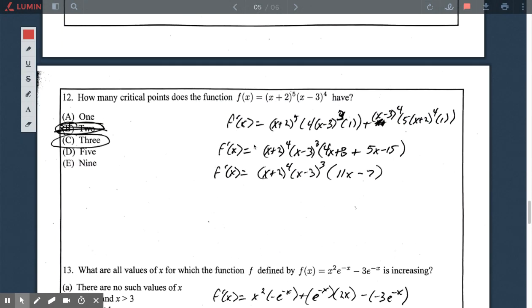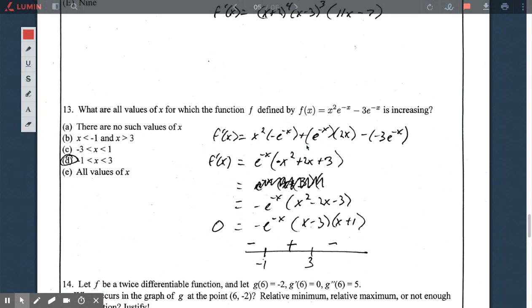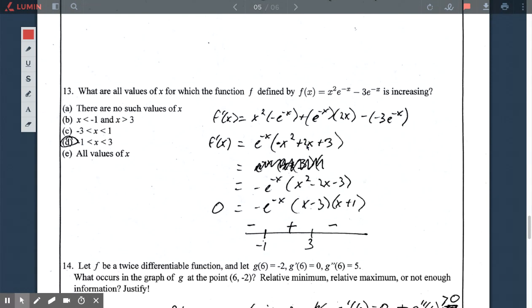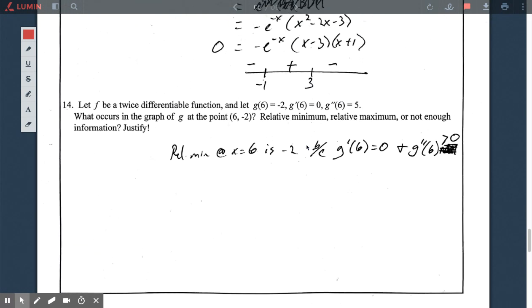All right, number 12. We talked about number 12 in class. Number 13. We did number 13 in class as well. 14, we did not talk about 14.